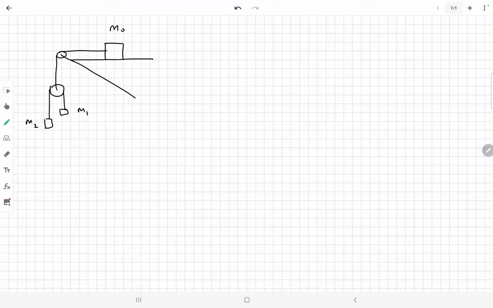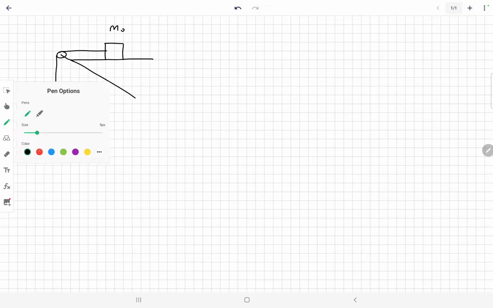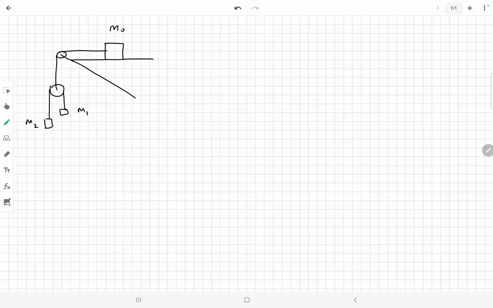Let's solve this problem. As you see in this figure, we have 3 objects. M0 is on a horizontal, frictionless, smooth surface, and it is attached with the help of a massless rope or string and connected to this kind of system, M1 and M2. So first of all, we need to draw a free body diagram for each object.